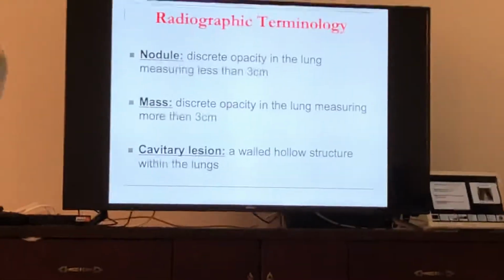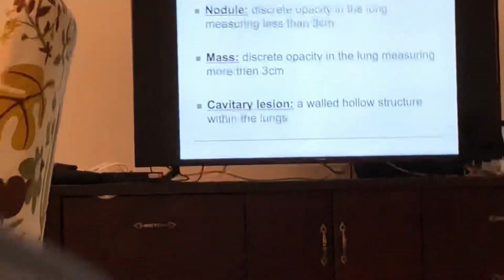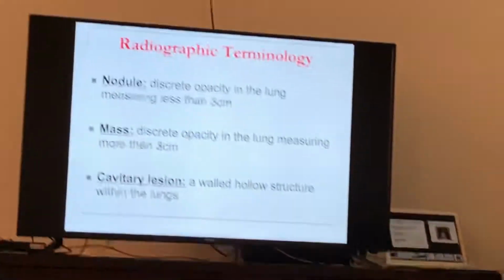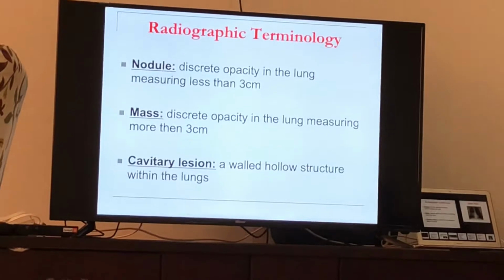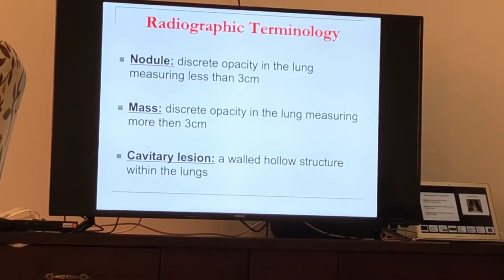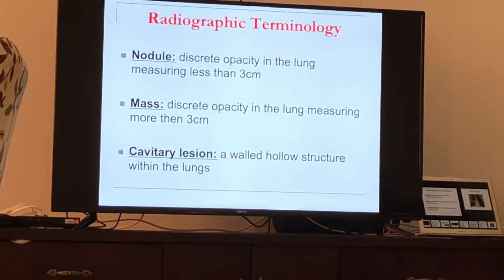So when you say mass, I know it's more than 3 centimeters. When you say nodule, I know it's somewhere between 1 millimeter, actually 1 centimeter, and 3 centimeters. Less than 1 centimeter is what we call miliary shadow, or miliary shadows, or miliary nodule.